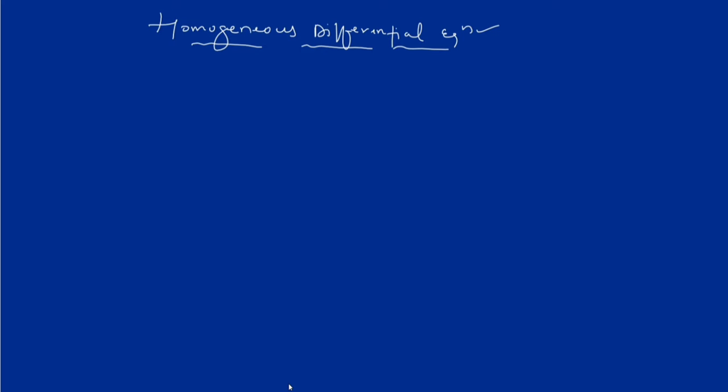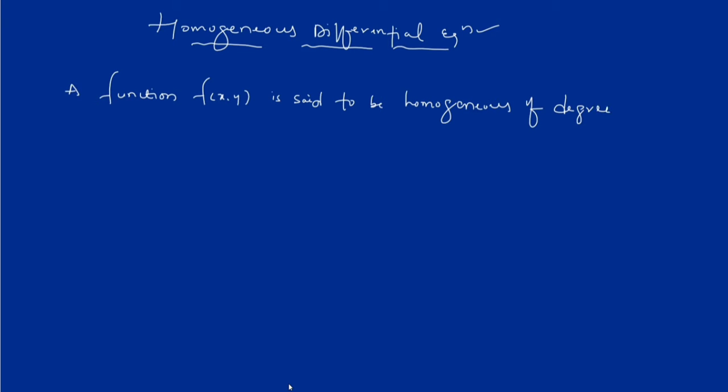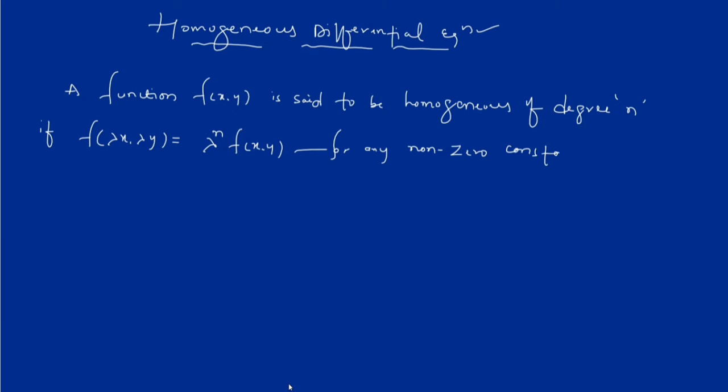What it says: a function f of x comma y is said to be homogeneous of degree n if f of lambda x comma lambda y is equal to lambda to the power n f of x comma y, for any non-zero constant lambda. See, here homogeneous differential equation means a function.